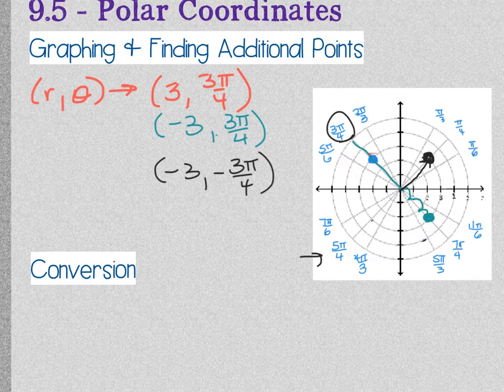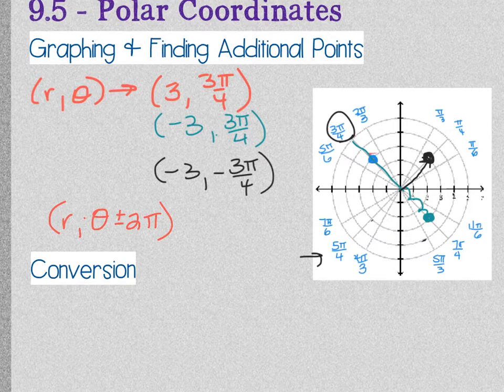Yeah, so just know how to do all that. Know how to plot a positive angle, a negative angle, a positive radius, a negative radius. And then know how to find additional points, right? So we said one way to find additional points is to keep the r the same, but then add to the theta and subtract from the theta 2 pi, because that brings you at the same point all the way around the circle one more time.